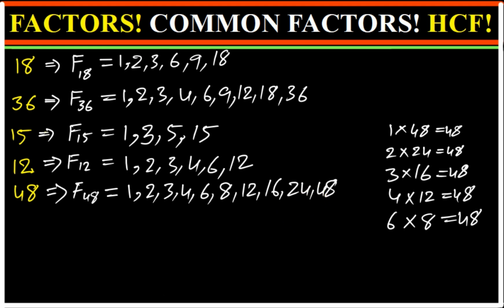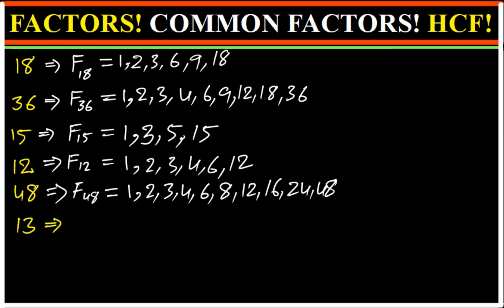And if I have any prime number, let's take 13. What are the factors of 13? You will see that 13 doesn't come in any table except 1 and 13. It is just 1 times 13 equals 13. There is no other number between 1 and 13 which can divide 13. Or in other words, there is no other table except 1 and 13 in which 13 comes. So the factors of 13 are 1 and 13 itself.